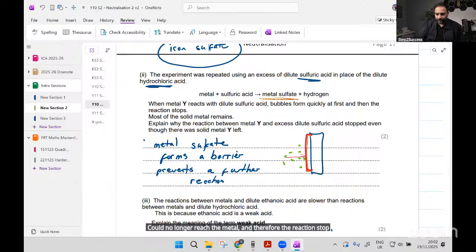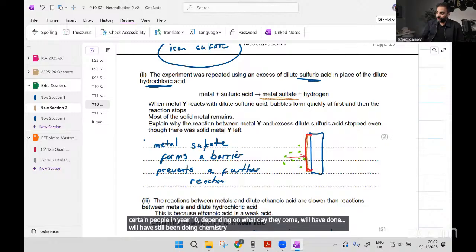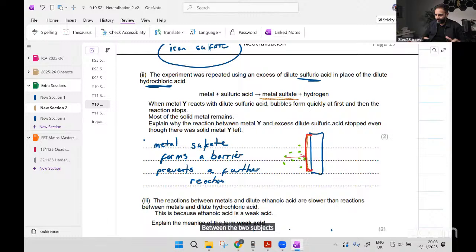That's quite a complicated question, I admit. I'll explain once again that certain people in year 10, depending on what day they come, will have still been doing chemistry if your lesson's on a Friday. If it's on Saturday onwards, it will be physics. So in these sessions this month, it will be a little bit of a balance between the two subjects, which I appreciate because there's an overlap. I have to try and help everybody. So yes, it is physics, but some people did chemistry and they will be doing physics on Friday. It's the way our schedule works. So that's that one.